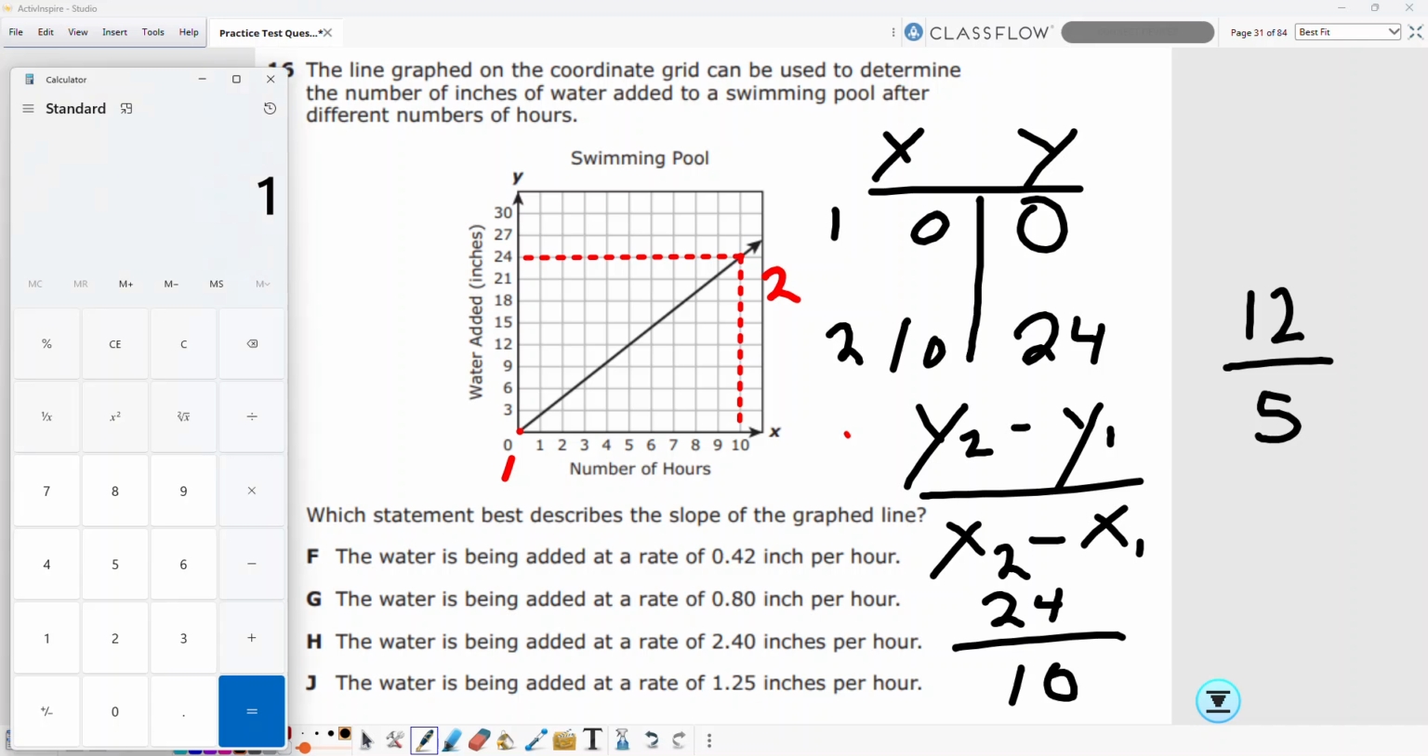So let's go ahead and convert that to a decimal. All right, so we have 12. Let's divide it by 5, and we get 2.4. So the pool is being filled at 2.4 inches per hour.